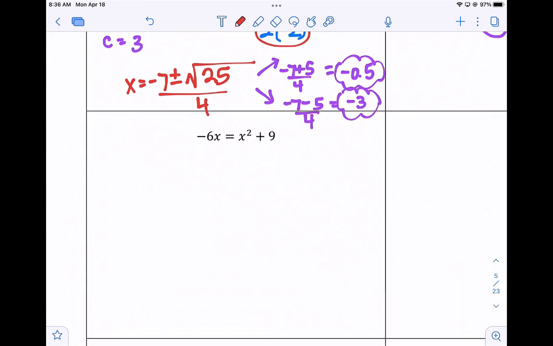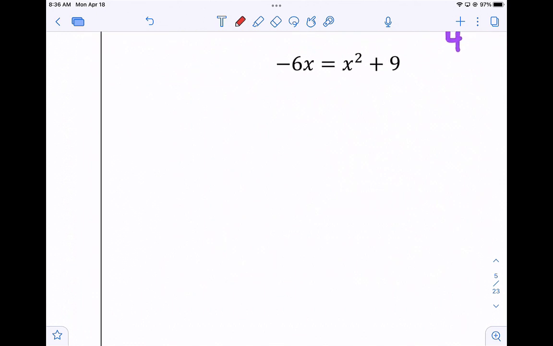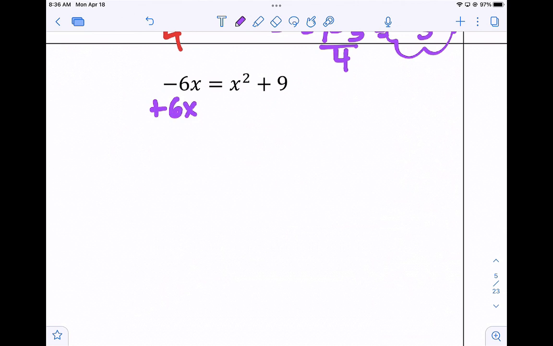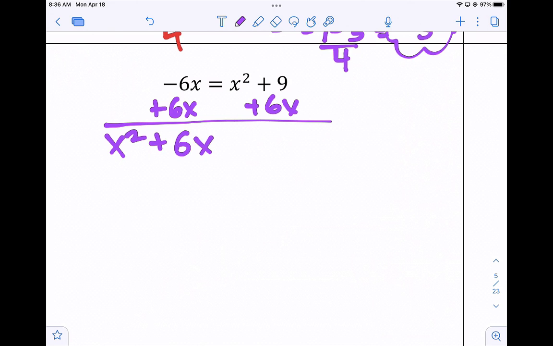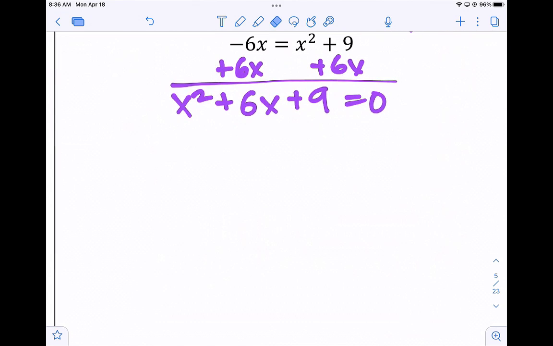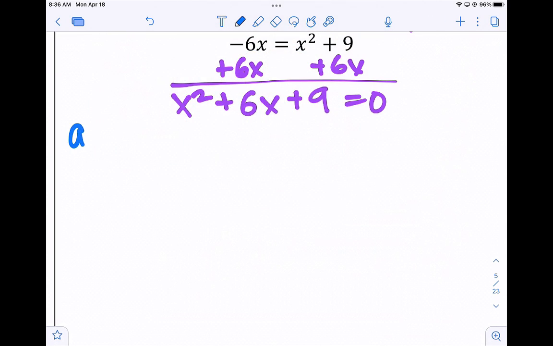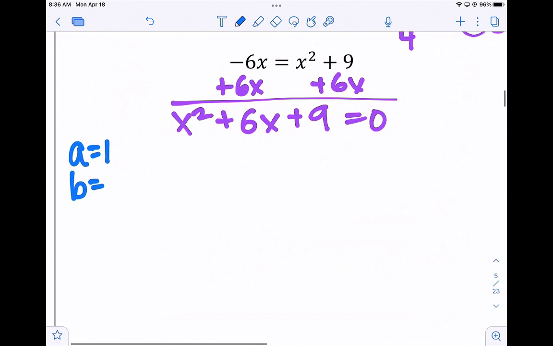All right, let's try the next one. Again, first step, get everything on one side. So here we can add 6x to each side. So you have x squared plus 6x plus 9, if we put it into standard form, equals 0. Or 0 equals that. I guess I just switched it. That's fine. All right, next up we'll find a, b, and c. So a is the number next to the x squared. If you don't see a number there, it's a 1. So a is 1. B is the number next to the x, so 6. And c is the number by itself, so 9.